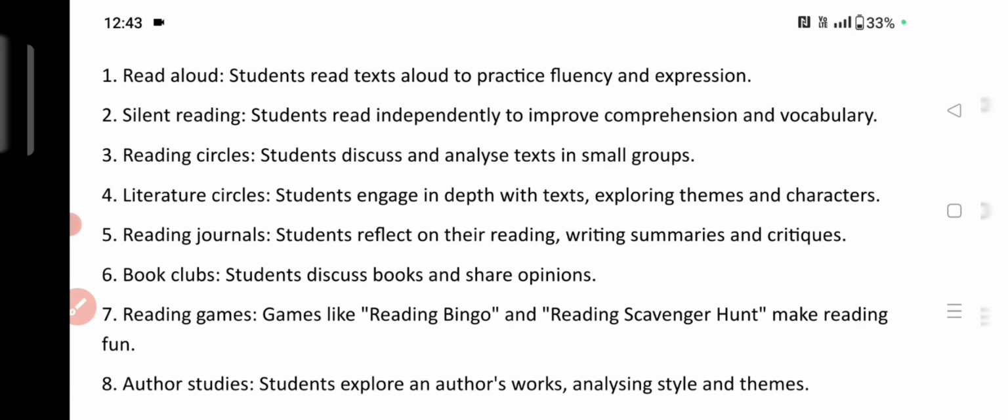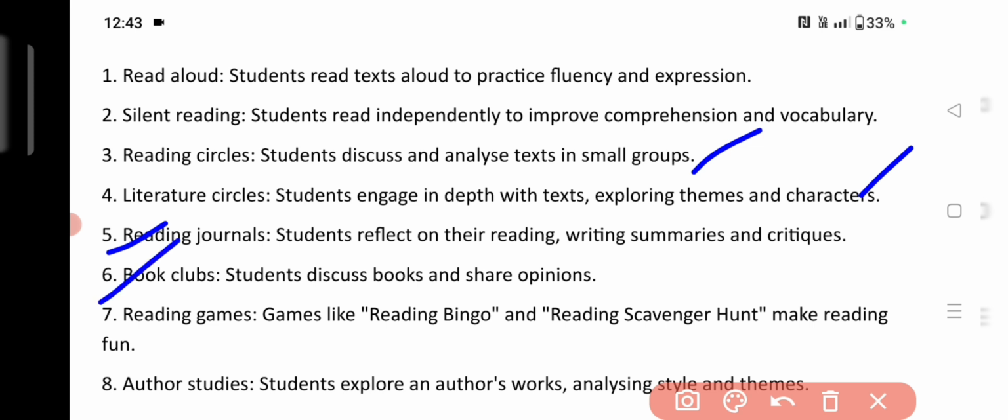Silent reading means students read independently to improve comprehension and vocabulary. Reading circles are where students discuss and analyze the text in small groups. Literature circles: students engage in depth with the text, exploring themes and characters. Reading journals, book clubs, reading games, author studies and everything, these all help develop reading skills.